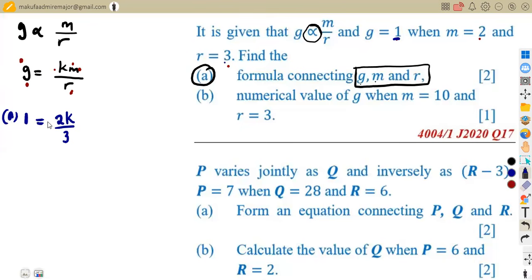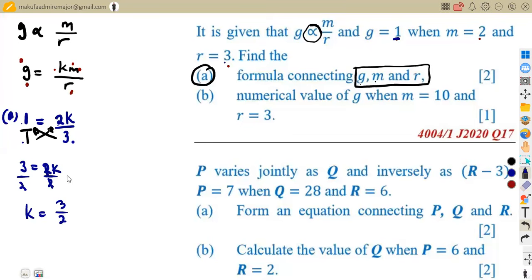So now it's not about variation. It's a normal equation. How do you solve this type of equation? You can cross multiply, all right? So you can just cross multiply here. 3 times 1, that is going to be 3. 1 times 2K, this is going to be 2K. We divide by 2 both sides. So we are obtaining the value of the constant now, which is 3 over 2.